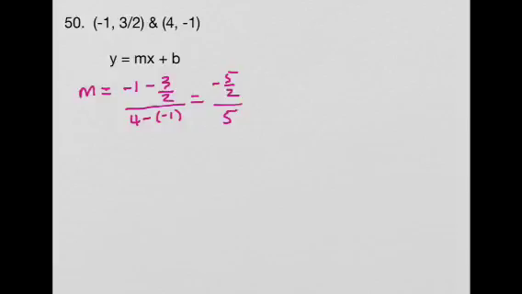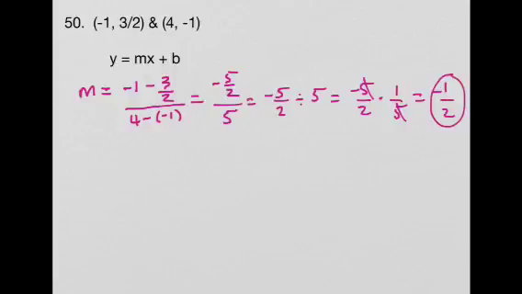And to simplify this, you could think of it a couple ways, but the way I'll show you right now is -5/2 divided by 5 is the same thing as -5/2 divided by 5, which means -5/2 times 1 over 5. So the 5's reduce, and you're left with -1/2. So that's the slope of this line.